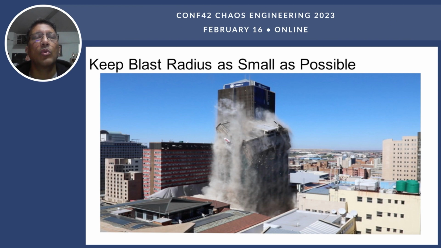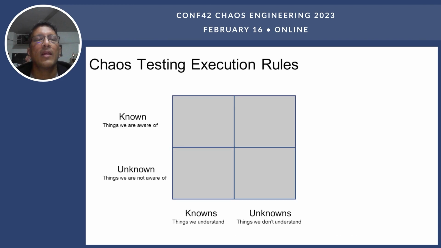Now I will take you to a real life scenario and how everything got built up there. So this is one of my favorite parts of this entire presentation, which is called chaos testing execution rules. Now this is a simple 2 by 2 matrix of knowns and unknowns. On the left hand side, knowns are the things we are aware of and unknowns are the things we are not aware of. And on the bottom, knowns are the things we understand and unknowns are the things we don't understand.